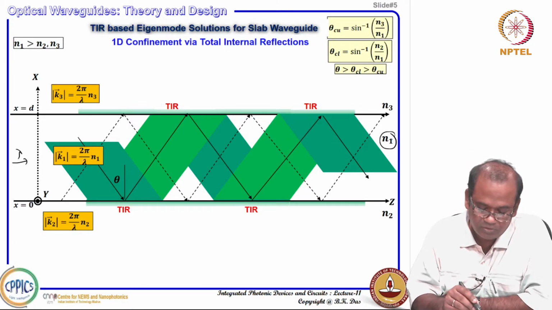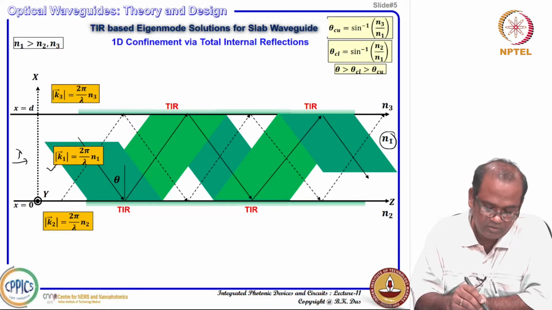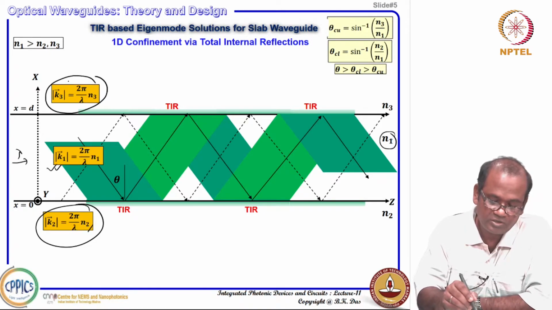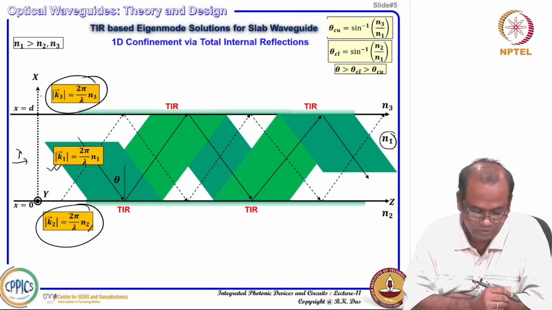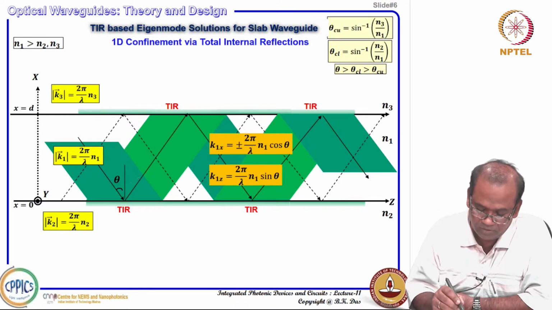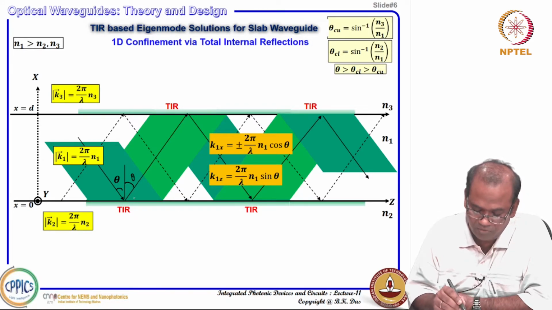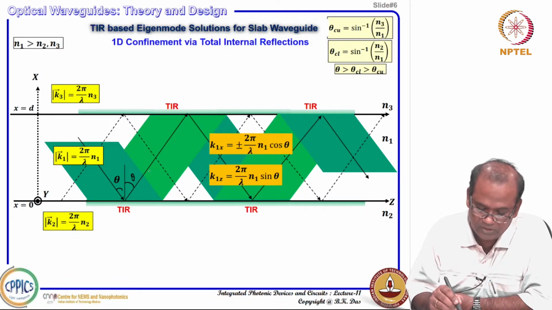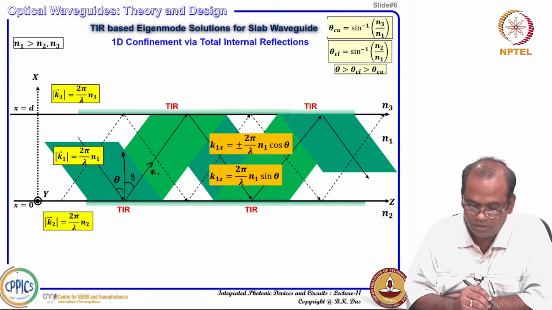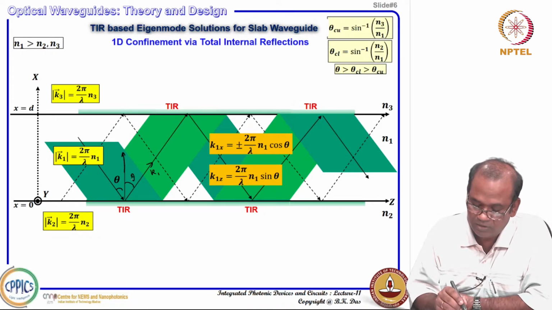Okay. So, this is the propagation constant in the core region, this is the propagation constant in the lower cladding region, just 2 pi by lambda N2, and this is the propagation constant in the upper cladding region. Good. So, next thing is that, suppose this is your theta. Now, suppose this is the k1 vector I am considering. So, what is the x component k1x? K1x is k1 times cos theta, so 2 pi by lambda N1 cos theta.